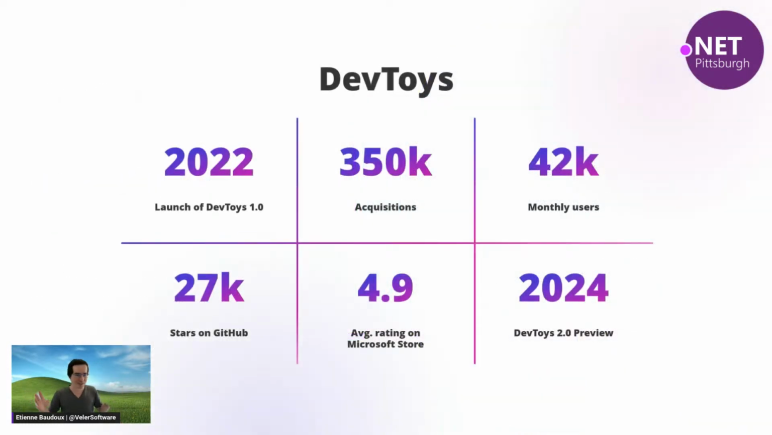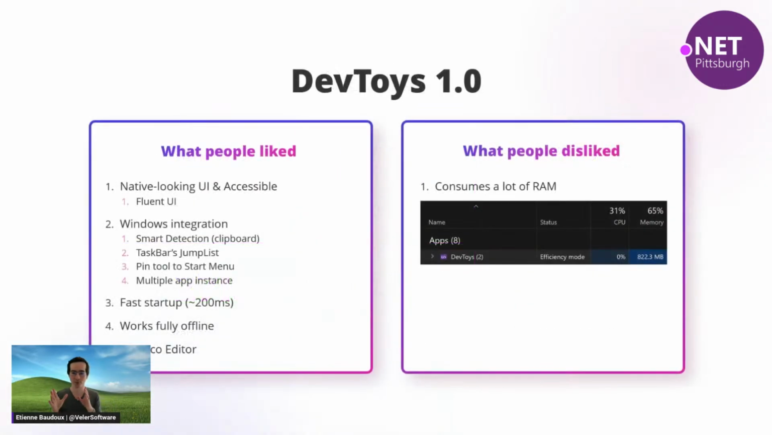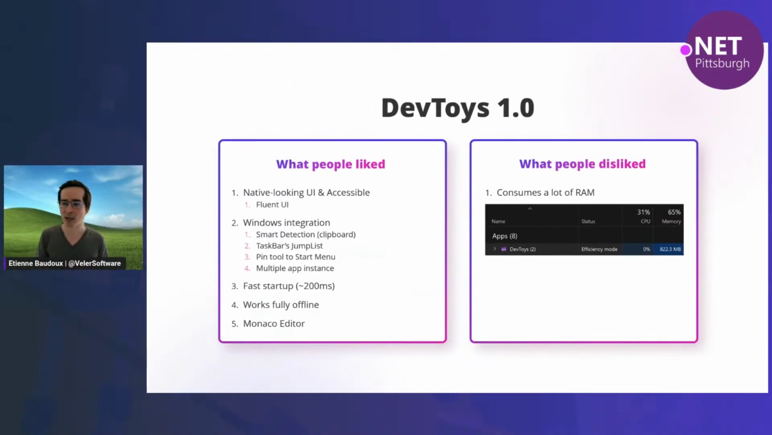All right, allow me to flex here a little bit with just some numbers. We have 42,000 monthly users, and the only thing I want to mention here is that we launched the app 1.0 in 2022, and version 2.0 is currently available as a preview in 2024. Now, to go from DevToys 1.0 to 2.0, we had to analyze what our customers like and don't like about it, and so what we need to change.